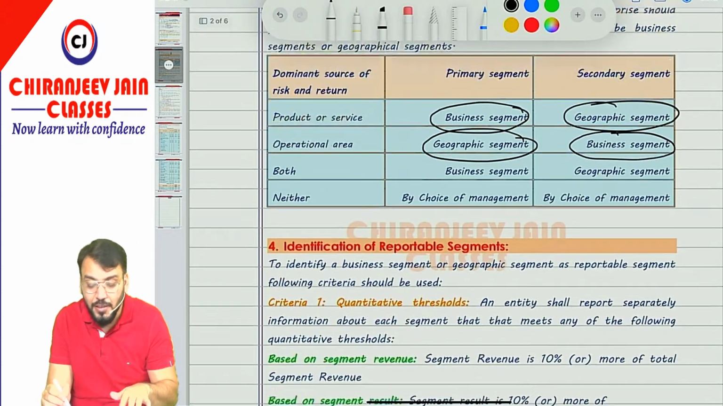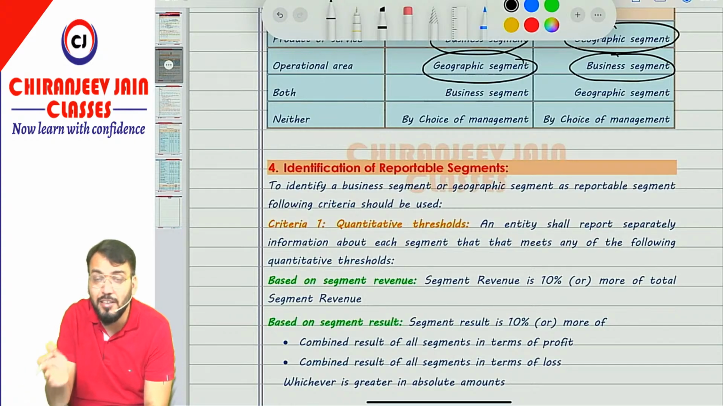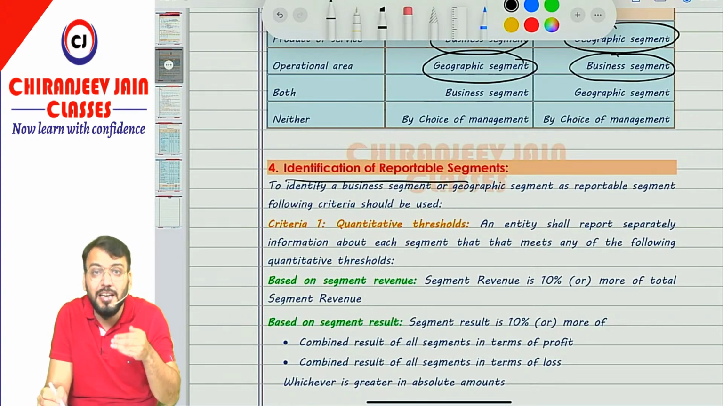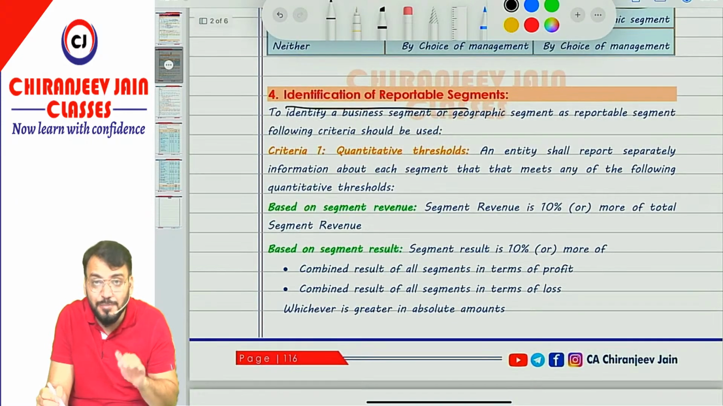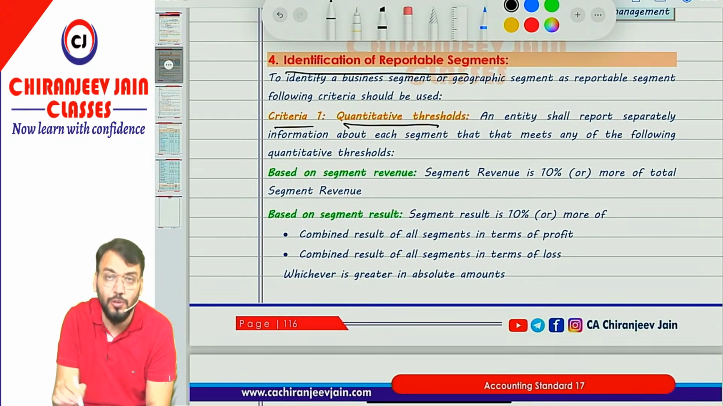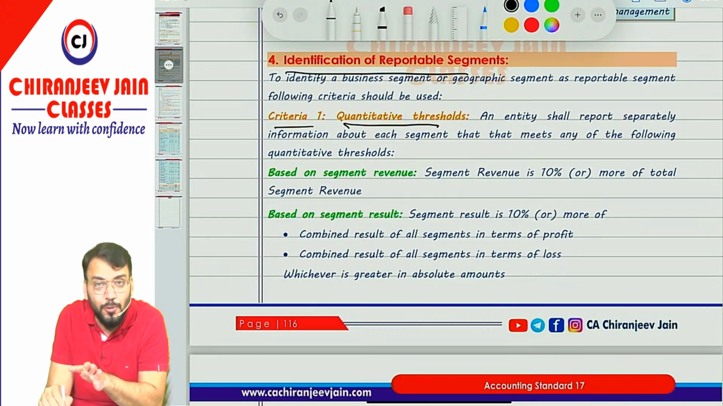Now after that, once you have identified which one is primary and which one is secondary, then we'll identify the reportable segment. That is, out of business, how many segments are reportable, and out of geographical, how many segments are reportable? That is based on four criteria. The first criterion is based on a quantitative threshold, which means there is some quantitative limit. If that limit is crossed, then it will be a reportable segment.